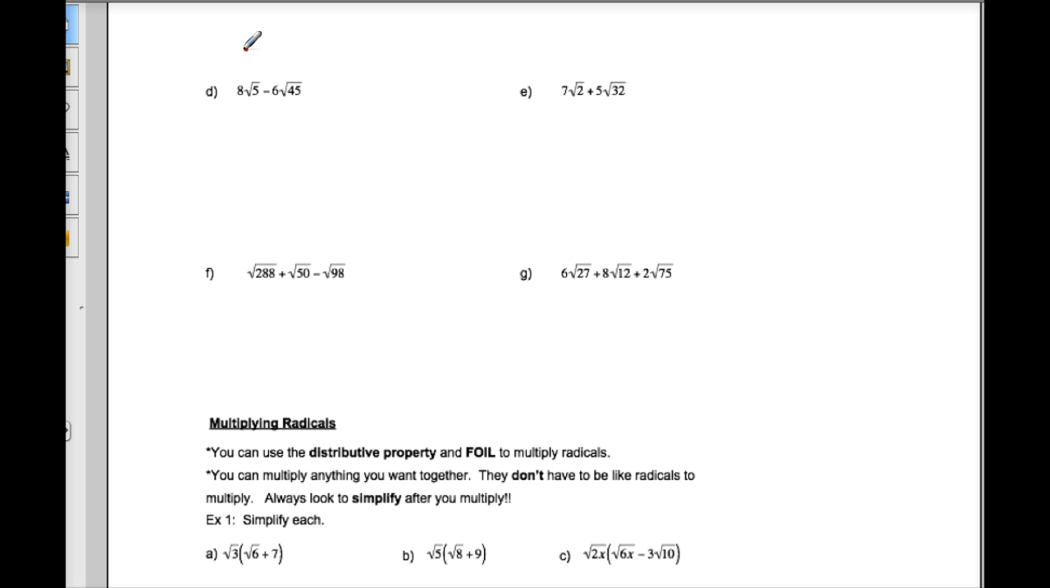On F, we need to add an extra radical to it. Go ahead and do D and E first, and then on F, I need you guys to add a radical 48 to the end of that problem. It's supposed to be there. The type somehow got deleted when we wrote it up.